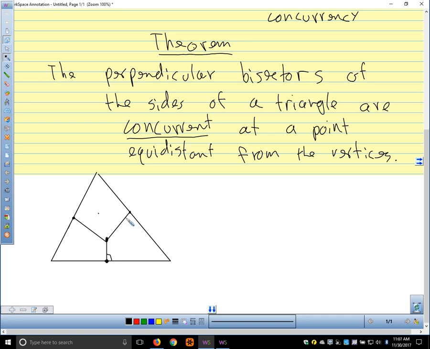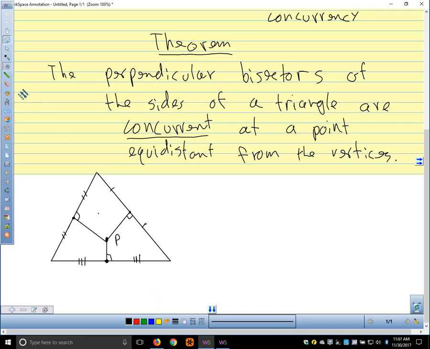So this is perpendicular, that's perpendicular, that's perpendicular. We're bisecting each of the sides, so all of those are congruent. That's how we know we have a perpendicular bisector: a 90-degree angle, cutting those sides in half. All of those meet at a point. I'm going to call this point P. And what the theorem says is that point is equidistant from the vertices.